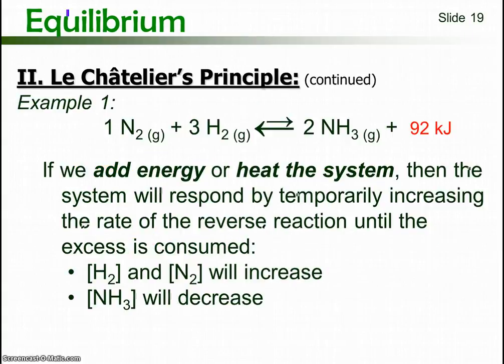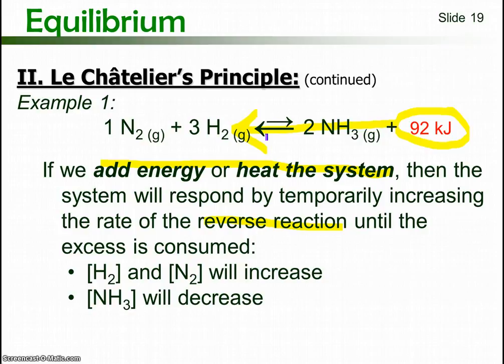Let's look back at our example of the nitrogen, hydrogen, and ammonia. So again, this is an exothermic reaction, meaning that the kilojoules or energy is written as a product. If we add energy or heat the system, so maybe we're going to take this system and put it in a hot water bath, we will see that the system will respond and it will try to reach equilibrium in temperature again by temporarily increasing the rate of the reverse reaction, because the reverse reaction is the reaction that goes away from the energy.